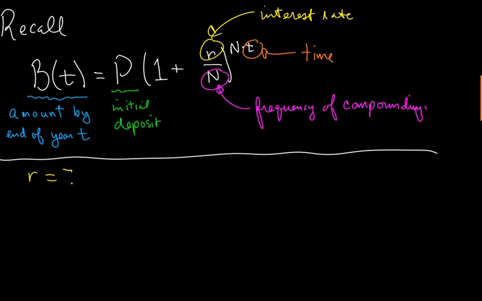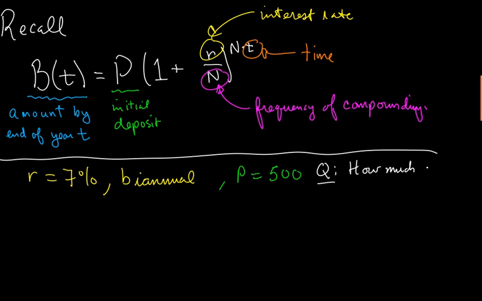So if you have, for example, an interest rate of 7%, and it's being compounded biannually. There we go. Then let's also say that you invest $500 in this bank. So that is your initial deposit. And the question is, how much money do you have by the end of the first year? So how much by the end of year 1?